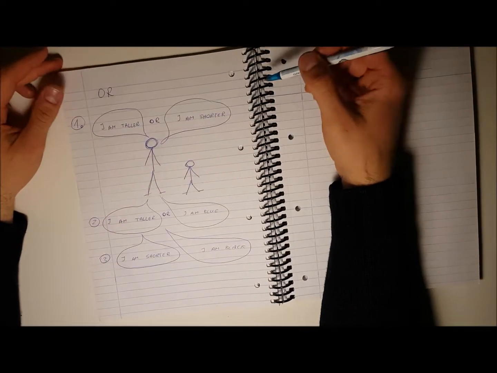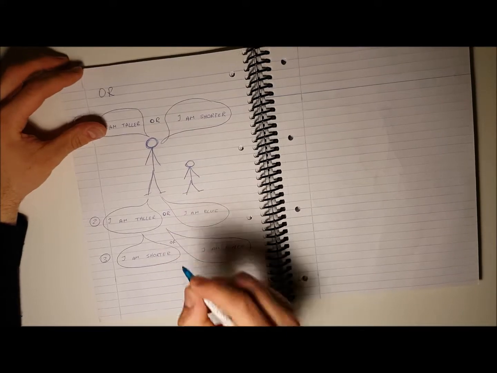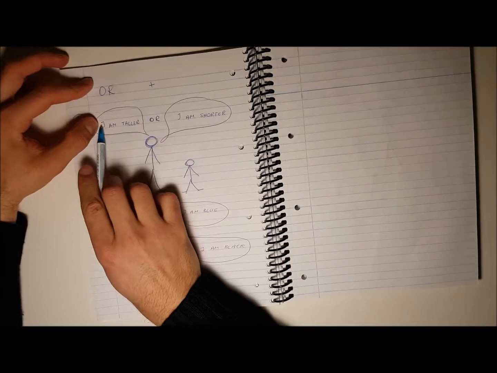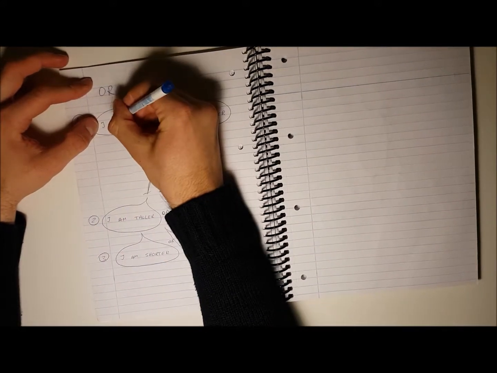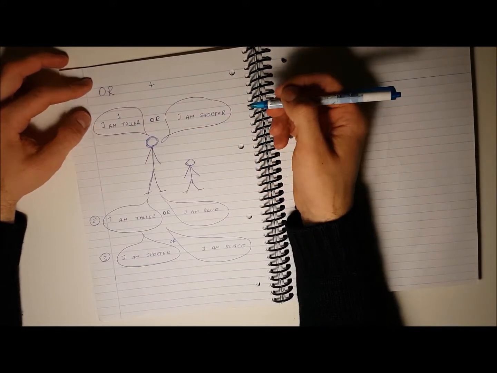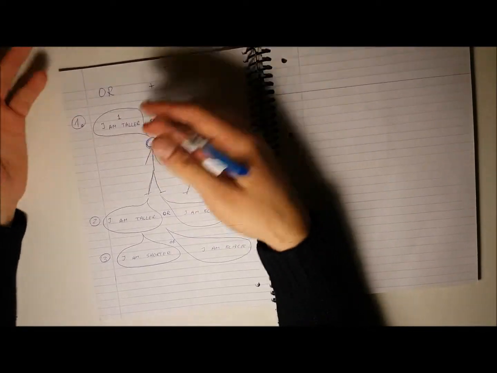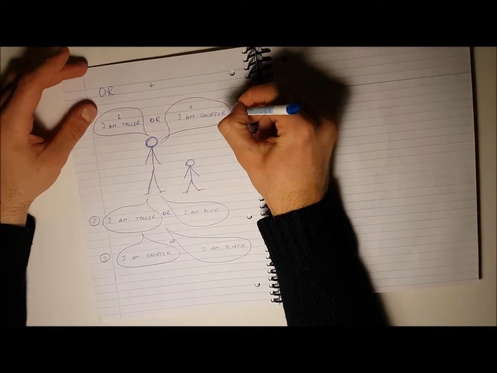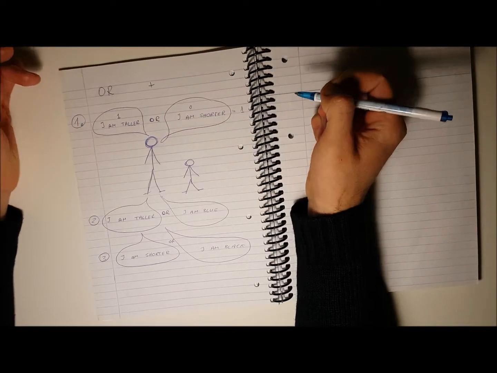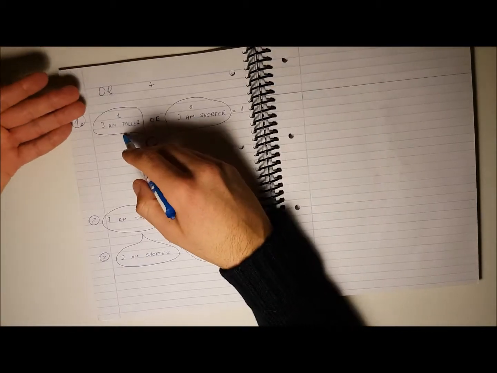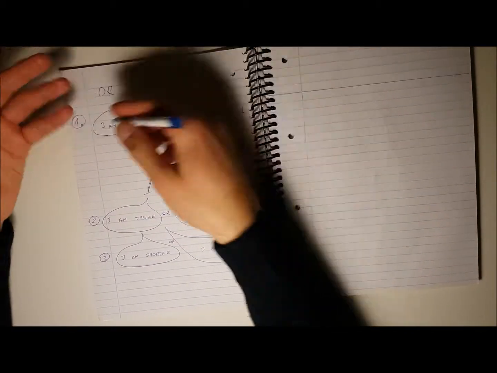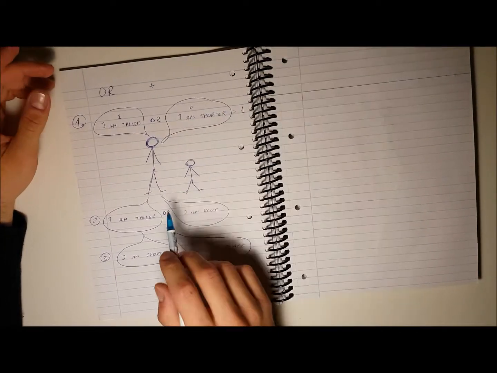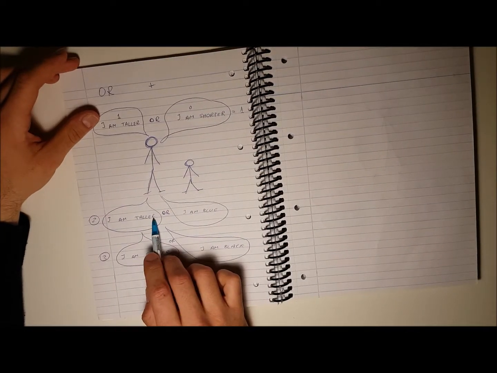Okay, OR, so OR is our plus sign, yeah? And it works like this: I am taller, true, or I'm shorter. Altogether it's true. You are either taller or shorter, there's no other way, and altogether that is true. You are taller or shorter. You are actually taller, but the whole statement is true. Okay, I am taller or I'm blue.